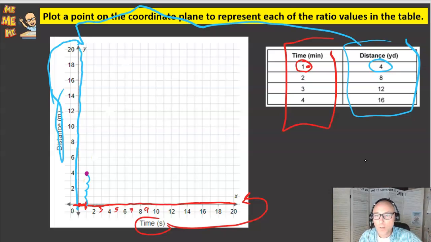Let's do it again. Start at the origin. Here, let's pick a pop color, like orange pop, I think. No, this color will pop. Good enough. Okay, so 2 means we go 2 to the right. 1, 2. And 8 means we go up. 8. 1, 2, 3, 4, 5, 6, 7, 8. And that's where that point is.